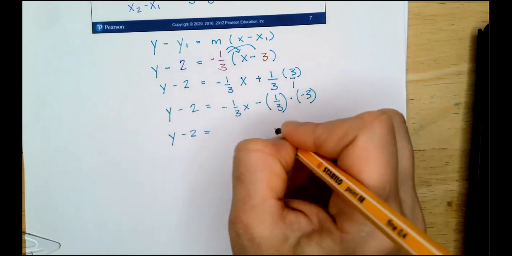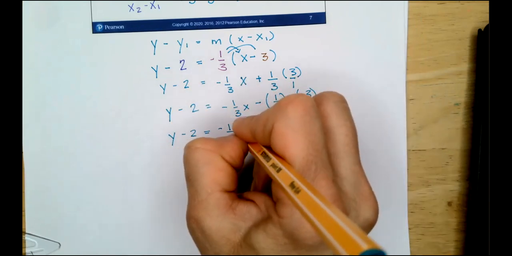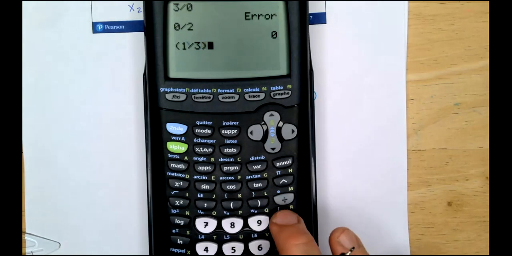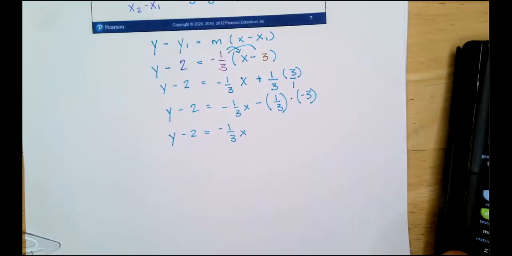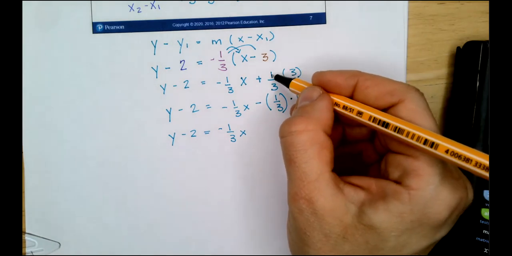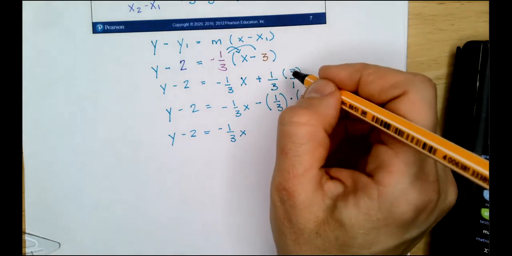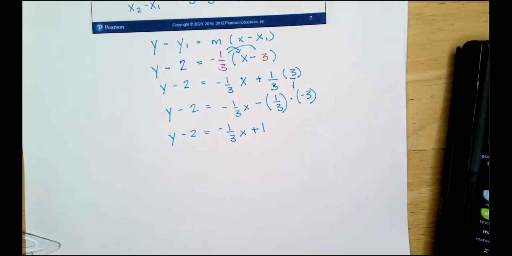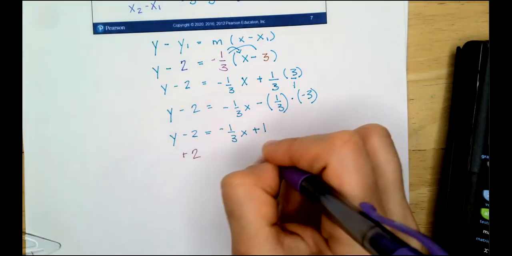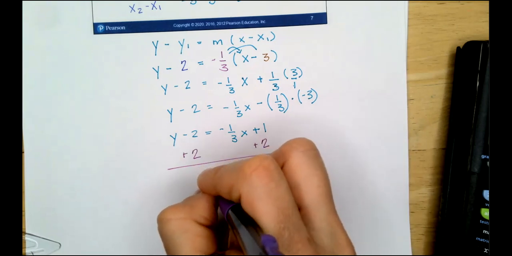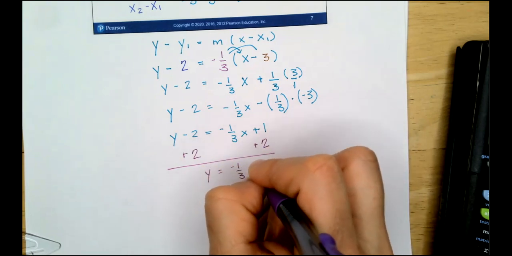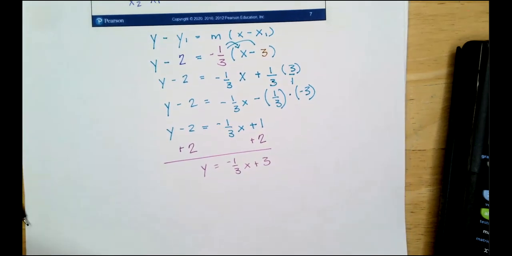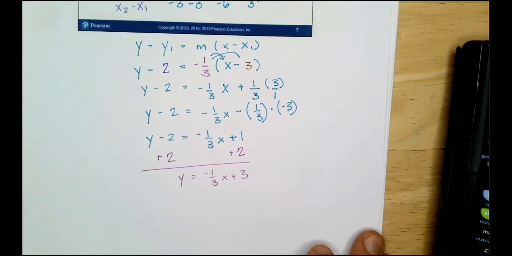Y minus 2 is equal to negative 1/3 x, 1/3 times 3 is 1, right? We're taking that 3, multiplying it by 1, dividing it by 3. Or 3 times 1 is 3, 3 times 1 is 3, 3 divided by 3 is 1. So it's plus 1. Good. Add 2, add 2. Y equals negative 1/3 x plus 3. That is the equation of the line containing the points 3, 2, and negative 3, 4.